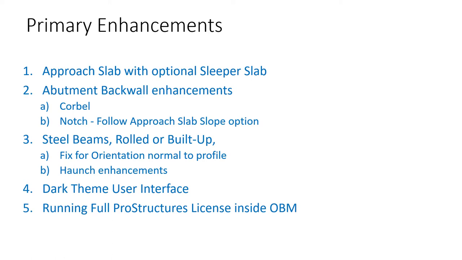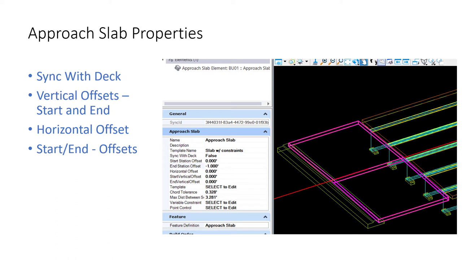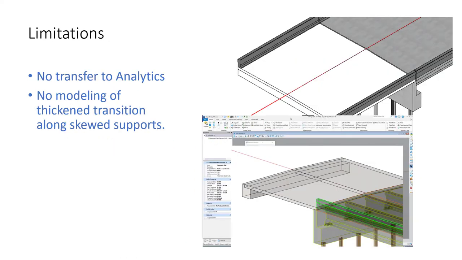For example, we have included Approach Slabs. The Approach Slab is now a new element inside OBM that includes the approach slab and the sleeper slab. We have included the Sleeper Slab library with extensive placement options. These placement options, for example, sync with the deck that it is attached to, and allow for vertical offsets at the start and at the end, and horizontal offsets. But it also has certain limitations. We haven't transferred to analytics yet, and there is no modeling of the thickening transition sometimes done along skew supports.